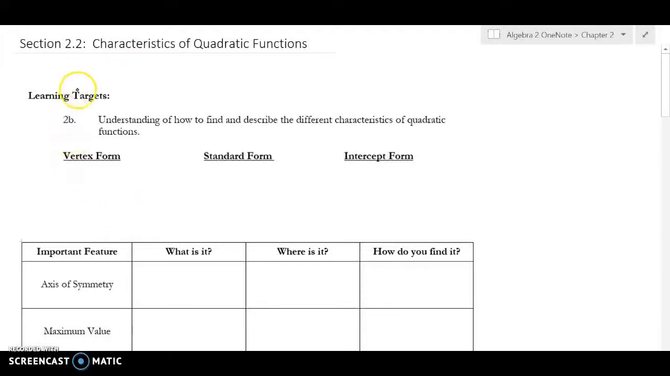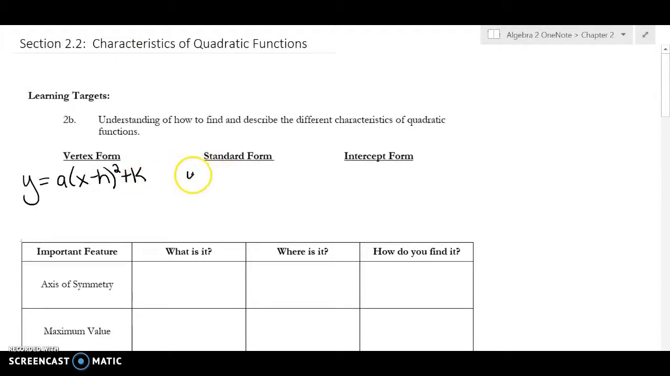All right, what we're working with today is characteristics of quadratics. We've done several quadratics. Now we're going to be getting into the different forms. The form that we're familiar with is vertex form. And remember, we did these before where this is what shifts left and right. This is what shifts up and down. So you're familiar with those.